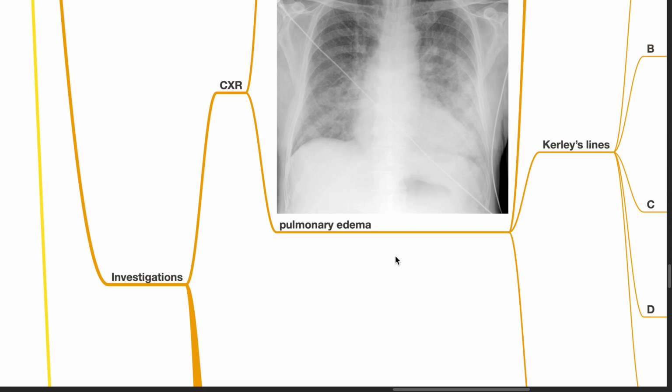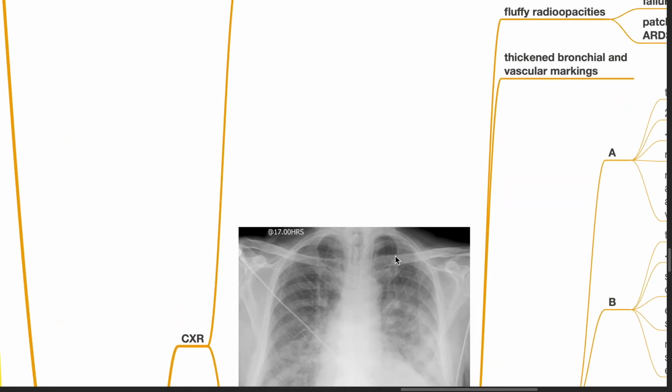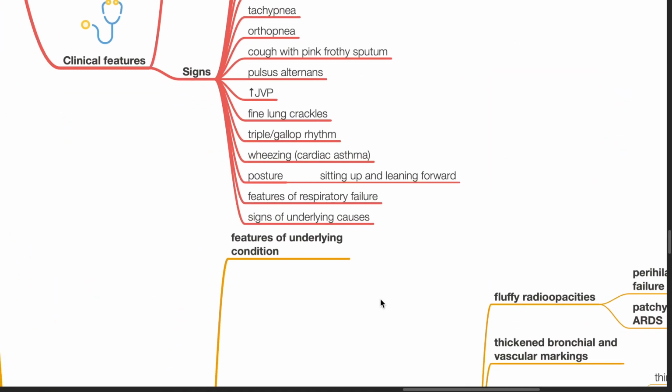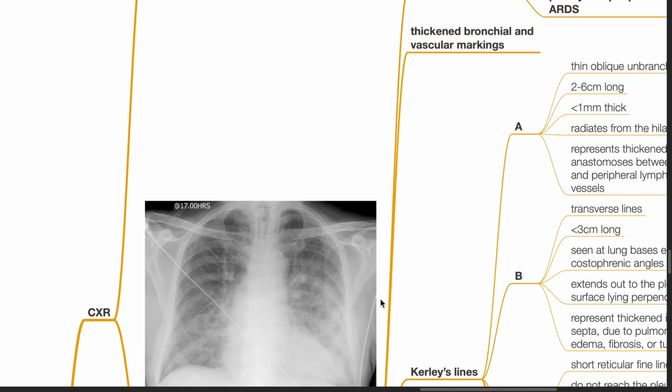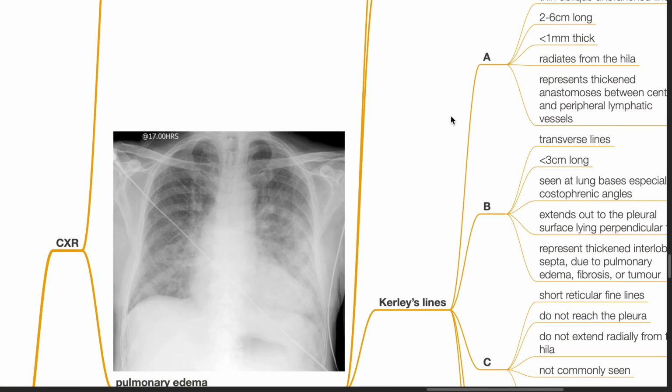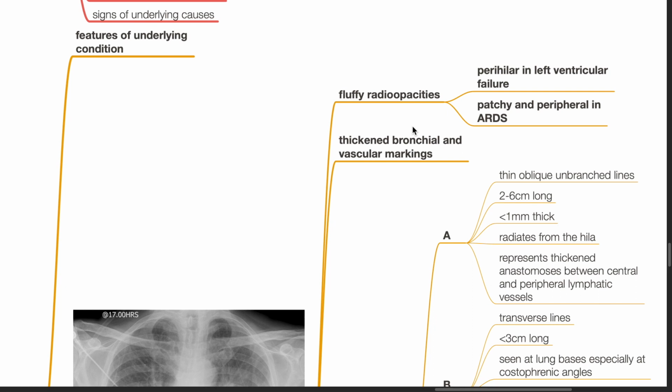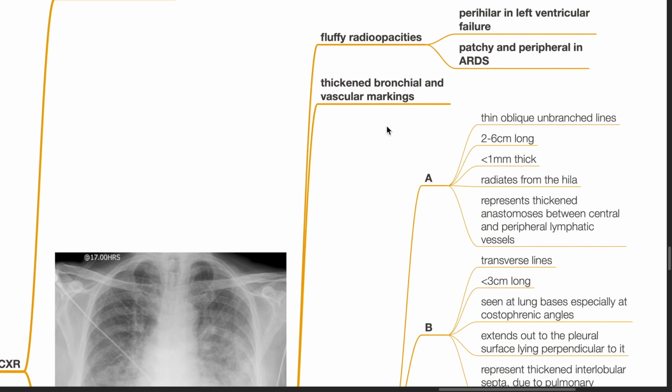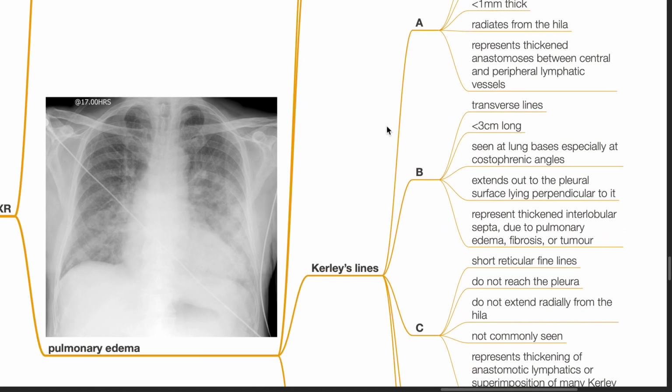Investigations. Chest X-ray. Features of the underlying condition may be seen. Pulmonary edema features include fluffy radioopacities, perihilar in left ventricular failure, patchy and peripheral in ARDS. There are thickened bronchial and vascular markings. Curly lines may be seen.